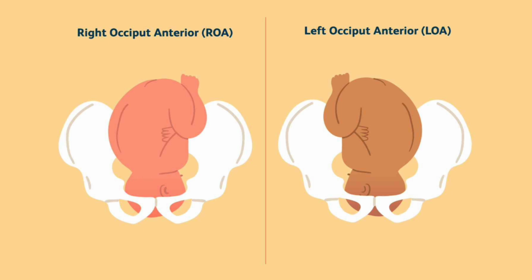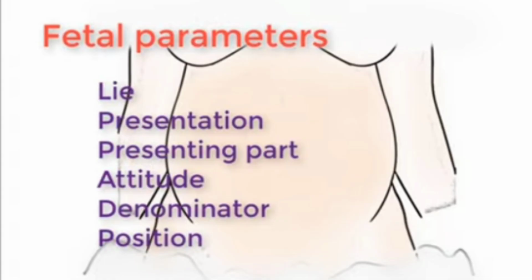So next, we move to the parameters. What are the parameters available for normal delivery? We have the lie, the presentation, the presenting part, position, and attitude. That also we have to know. Lie is longitudinal, presentation is cephalic, presenting part is vertex, position is ROA or LOA, but most common is LOA, left occipital anterior. Attitude is good flexion, denominator is occiput. These parameters we have to know when you are writing the exam.